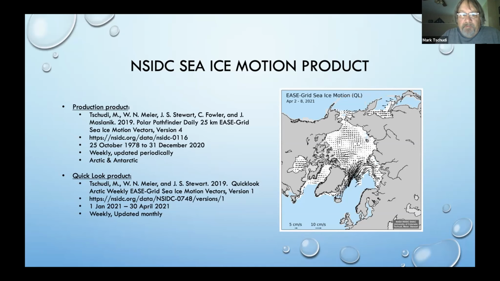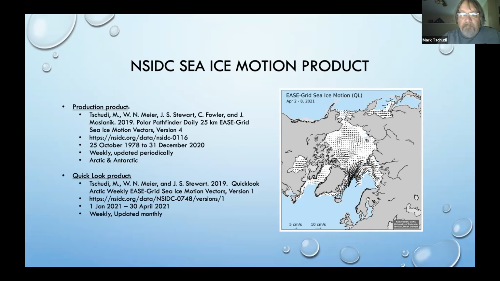And the main difference between the Quick Look and the production is the Quick Look product uses a more uncalibrated passive microwave brightness temperature, which becomes available first. So we do the initial first processing while those passive microwave brightness temperatures are being processed to be calibrated. And so that uncalibrated one is fed into the Quick Look product, so we can get the product out quicker to users for more recent data.